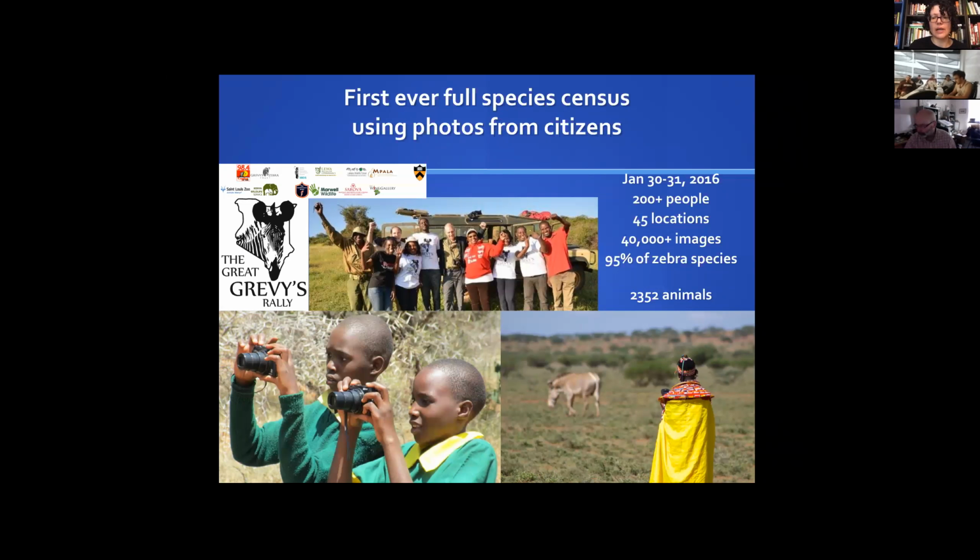It was so accurate that it became the official number for the International Union for Conservation of Nature, and the Kenya Wildlife Service asked us to do it again, and we did this January. We did the second ever full species census using photographs from citizens, and this time, last January, more than 1,000 people participated. We have more than 70,000 images. We're still analyzing them, and we will present the results at the Black and White Ball in June in Kenya.